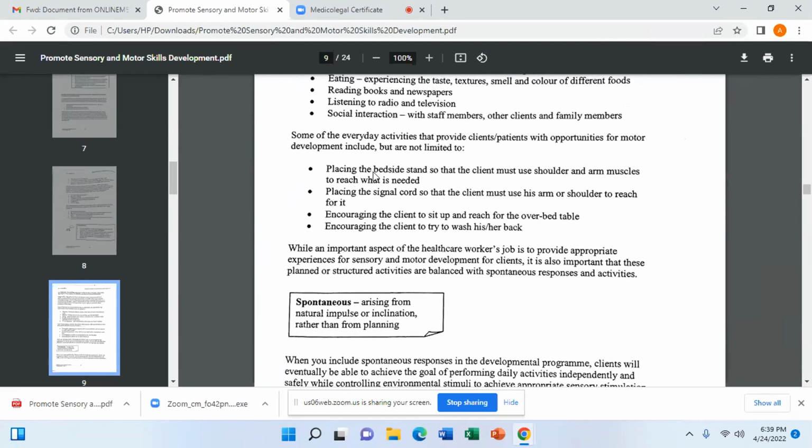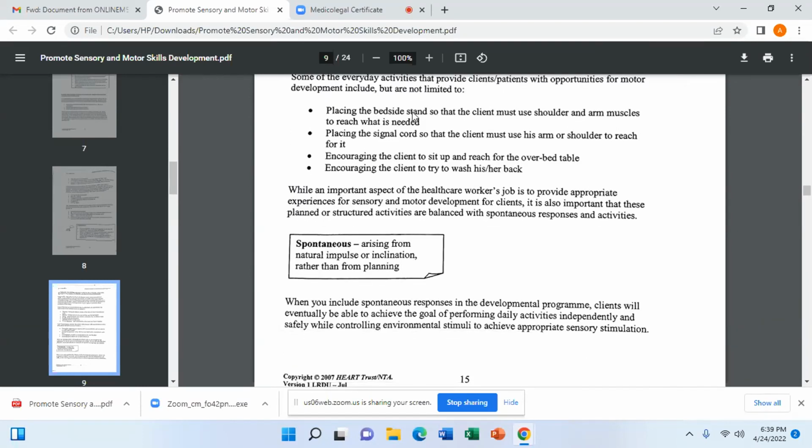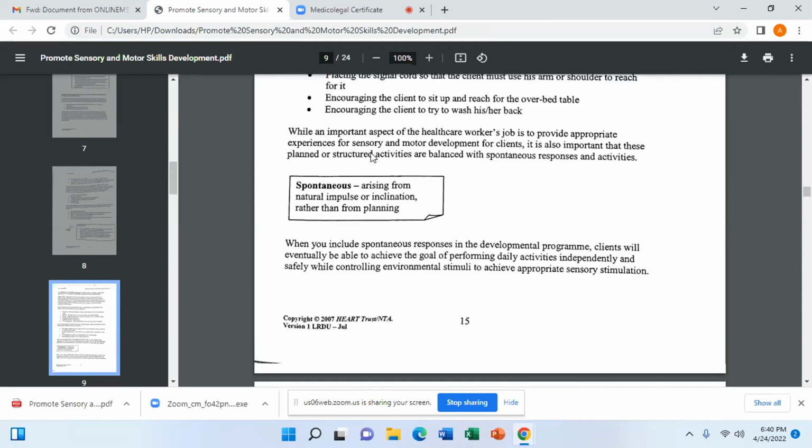It says some everyday activities that you can give to assist with motor development would be placing the bedside stand for the client so that it can help with his arms and his shoulder, and then placing a signal cord so that the client must use his arms to reach for it, and encourage the client to sit up and reach over the table, and encourage the client to try and wash his back when he's bathing, right?